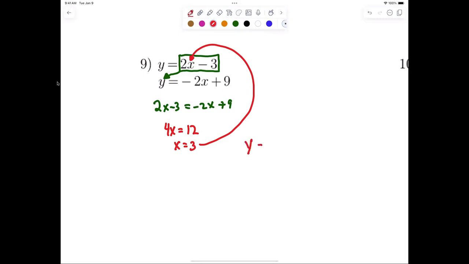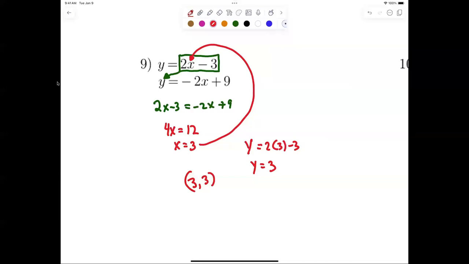Y equals 2 times 3 minus 3. Y equals 3. That's not my answer. 3, 3. Your answer is, where do they intersect? The intersection is 3, 3. If I were to graph that, I would end up with the point of intersection at 3, 3. Is everybody good with this?